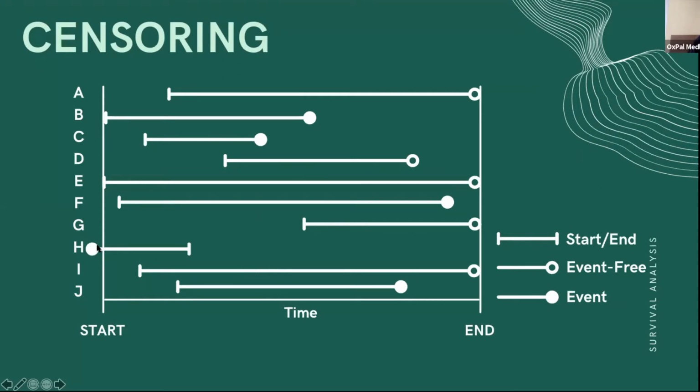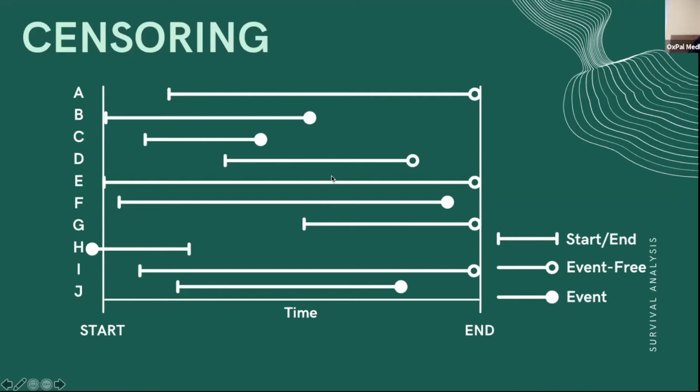However, look at participant H. The event did happen, but it happened before, to the left of the observation period. So this is left censored. Nothing happened for participant H. No event happened during the observation period. So this is left censored.